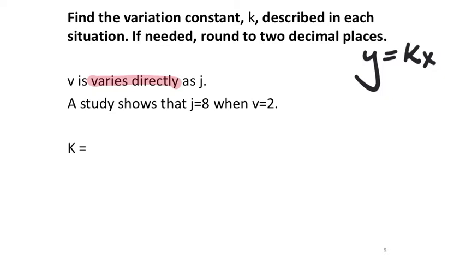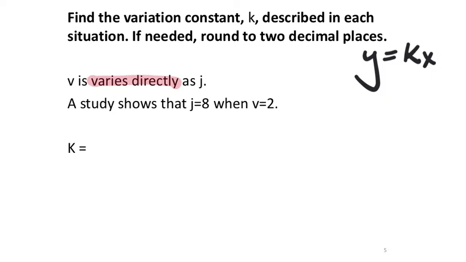So here, it says that a study shows that J equals 8 when V equals 2. So we've got to solve for K on this one. And what we see here is that we kind of have to manipulate this equation, which on this one, it says that V varies directly.